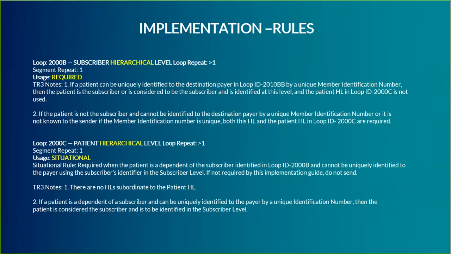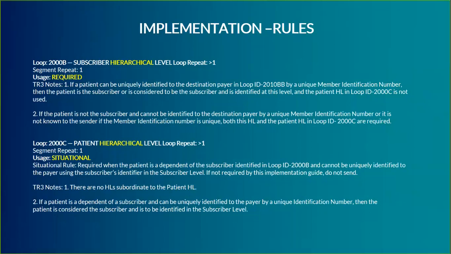Now, what you will also notice that is unique is that in the usage under required, there's no situational rule because it's required. Required means you have to send it. However, you do see some of the TR3 notes, and again, they're complementary to each other. If the patient can be uniquely identified, okay, and then it also says if the patient is not the subscriber and cannot be identified, then you also have to use this next loop. So you begin to see that they are complementary. They tell you, provider, what you send and when you send it, and for the payer, they tell you what you expect. Okay, so that's the very first outer portion, the loop.